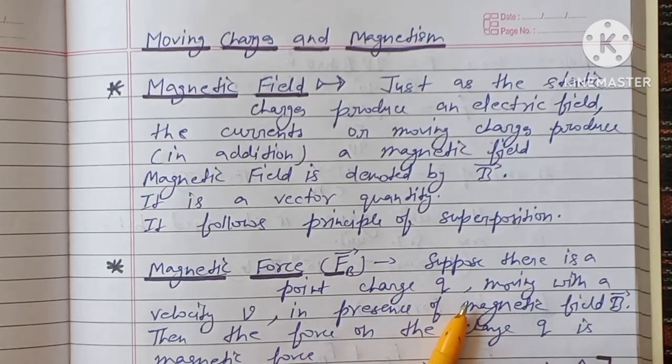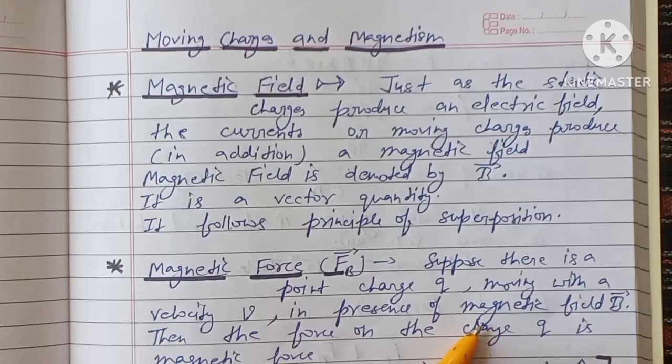But soon he came to the conclusion that currents or charges in motion produce a magnetic field that is totally different from the electric field. As we know, static charges produce an electric field, but if that static charge starts moving with a velocity v, then in addition to the electric field, it also produces another field, that is the magnetic field. The currents also produce a magnetic field.